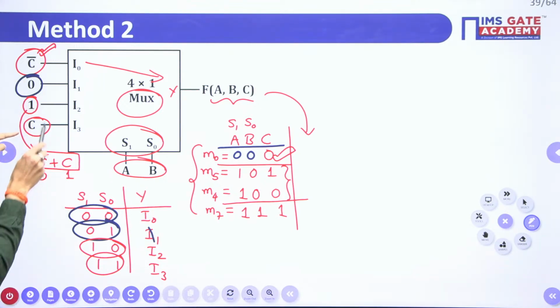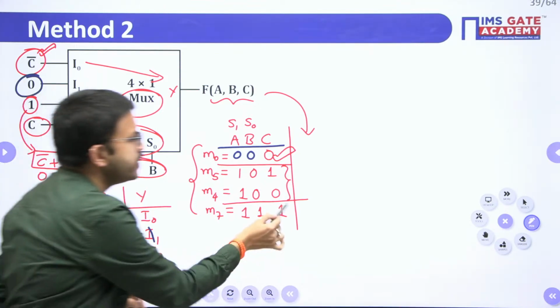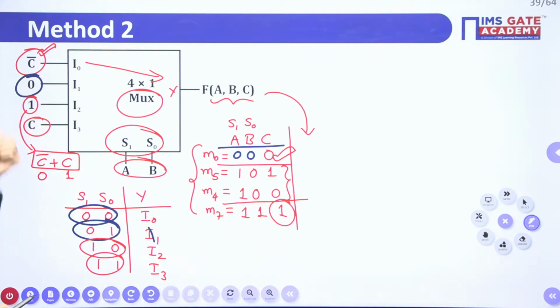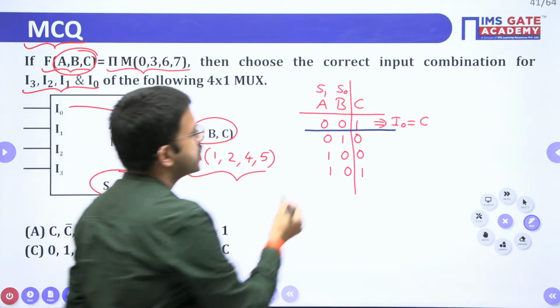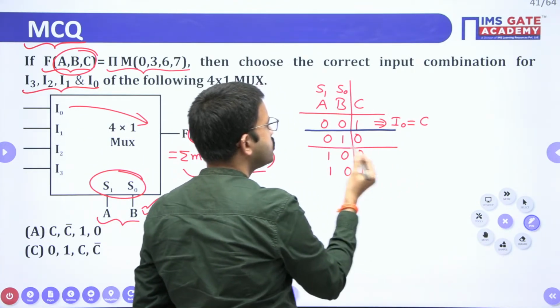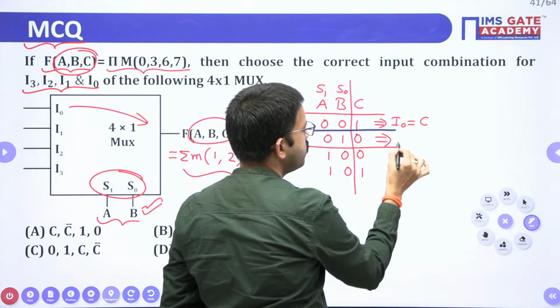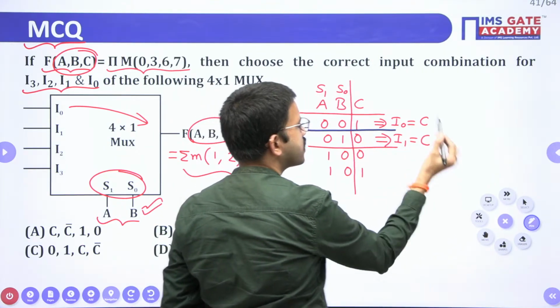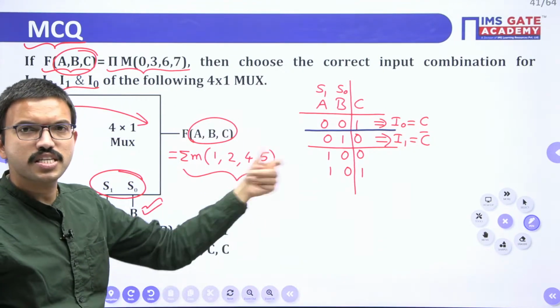See, when you have C here, that means I have written C value 1. If C value is 1, the corresponding representation is C. Next, for the 0, 1 combination, 0, 1 is nothing but 1, so I1 will be converted to the output. Here C value is 0, that means C bar. C value 0 means C bar.